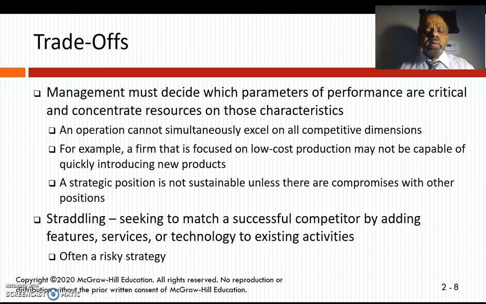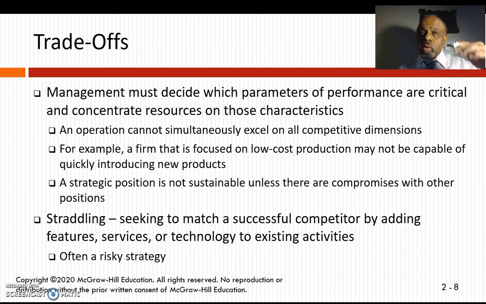We call straddling seeking to match a successful competitor by adding features, services, technology to existing activities. So iPhone 5 to iPhone 7 was a straddling strategy. They did not add anything. But iPhone 10 to iPhone X is an innovative strategy, simply because they added better cameras, 3 cameras rather than 1 camera, and many other features. But these are all often risky strategies, because what if the customers do not want them? What if the other companies like Samsung are producing much better things? So that is a risky strategy.